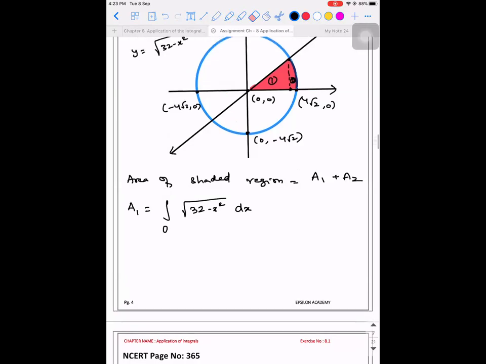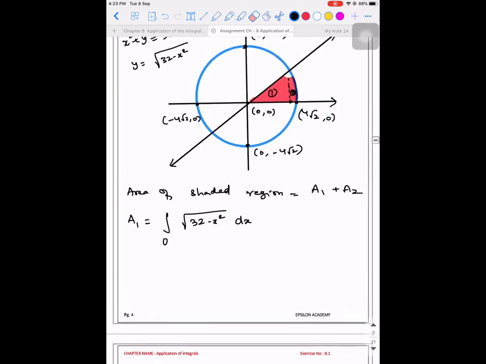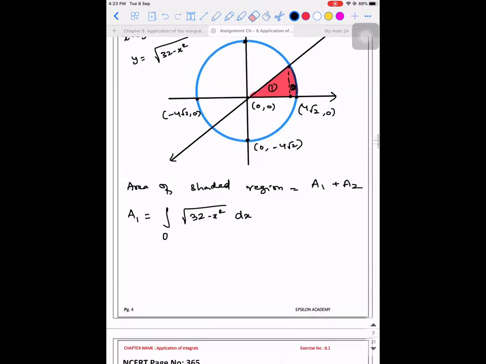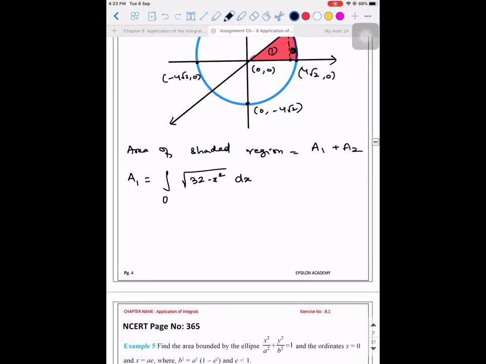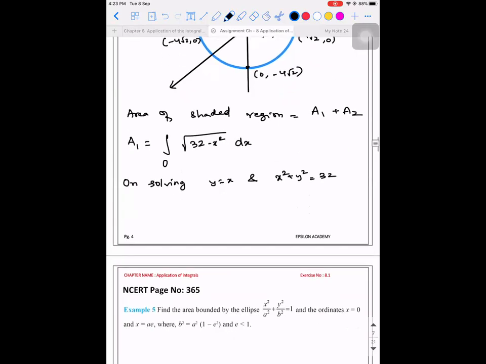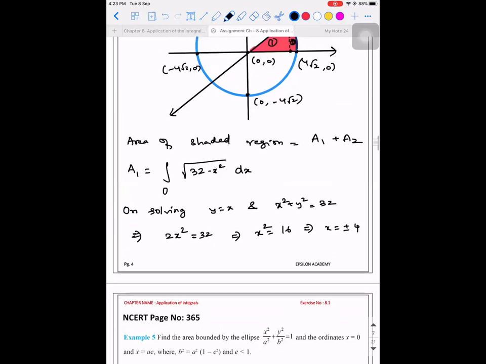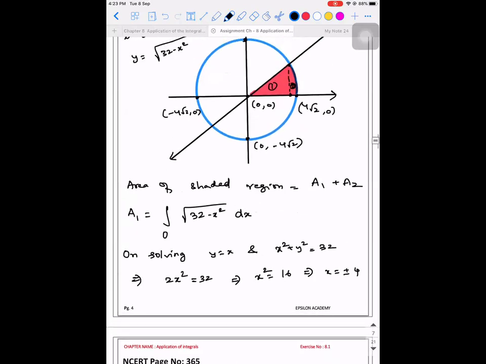So how to get that? You have to solve both the equations. So when you solve both the equations, what do you get? On solving y is equal to x and x square plus y square is equal to 32, what do you get? 2x square is equal to 32, which implies x square is 16, x will be plus or minus 4. So this point will be 4, 0, and this point will be minus 4, 0.